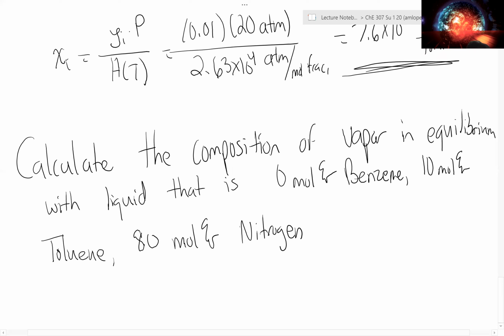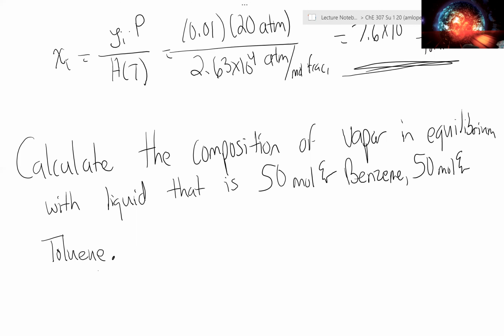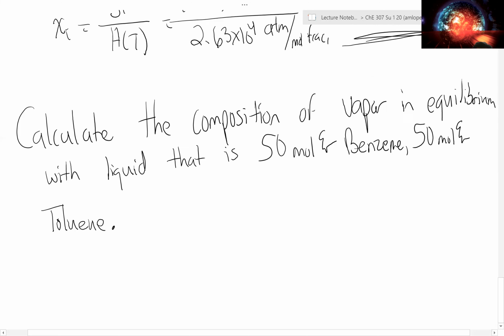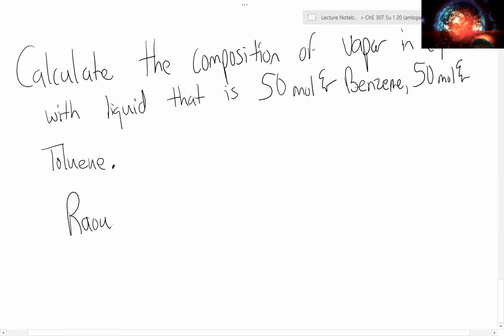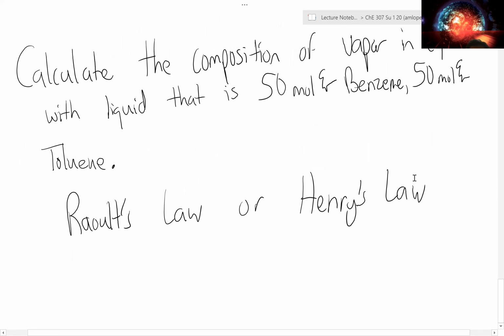Actually, I'll make it easier. I'll say the liquid is 50 mole percent benzene, 50 mole percent toluene, and we don't need to worry about the nitrogen. We're just going to have a 50-50 mix of benzene and toluene, and we want to know the composition in the vapor space above this benzene and toluene. So are we going to need Raoult's law or Henry's law? I'll give you a second to think about it. I will be right back.